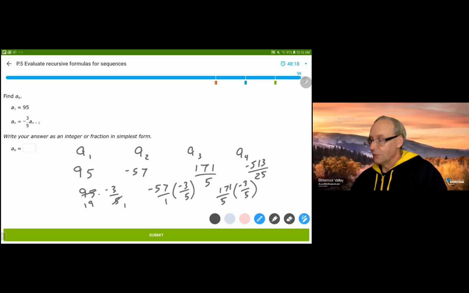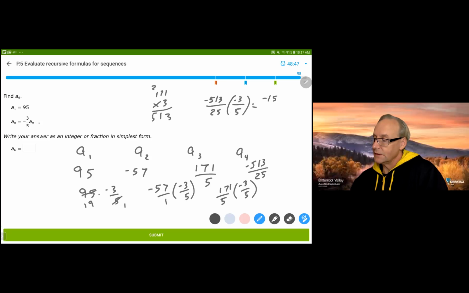I'm going to go ahead and multiply it up above, but I'm pretty sure it's right. 171 times 3. It's going to be 3, 1, carry the 2. Of course, it's 513. And we do have a negative because it is negative. Now, I still have a couple more to go. -513 over 25, and I'm going to multiply that by -3/5. Again, there's no simplifying it. It's going to be 1539 over 125.